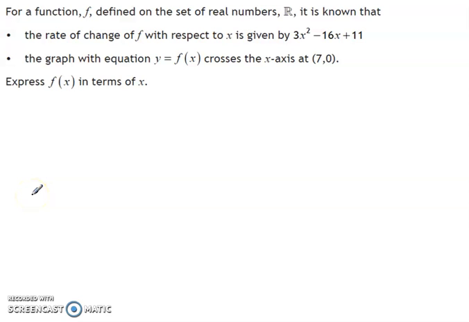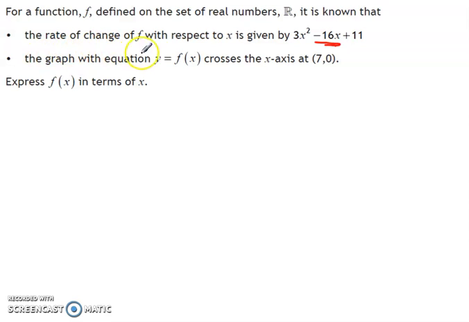So here we have the calculator paper from the 2019 HIA, and this is question 13. Now this question focuses on the relationships between derivatives of functions and integrals of functions and how to calculate them both. And the question tells us the rate of change of a function with respect to x is given by 3x squared minus 16x plus 11. So it tells us that here.